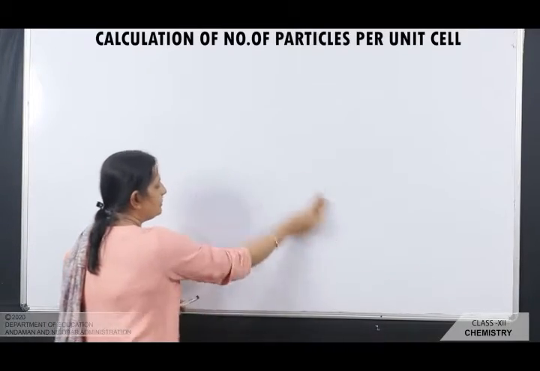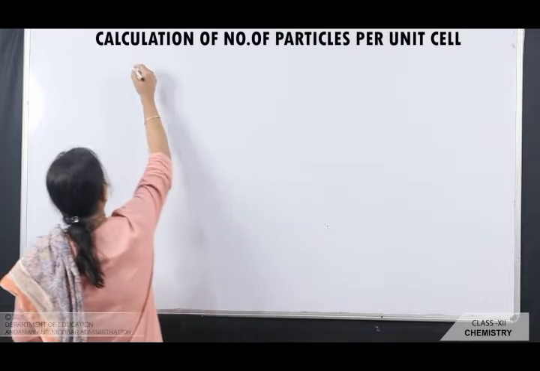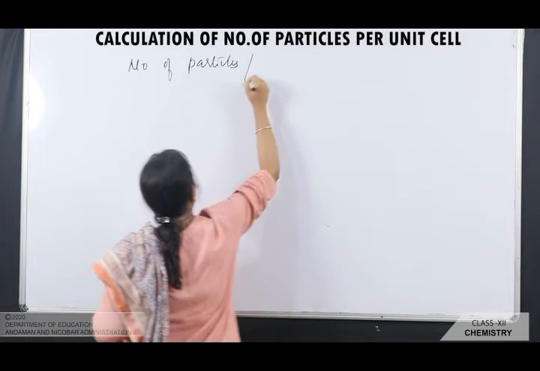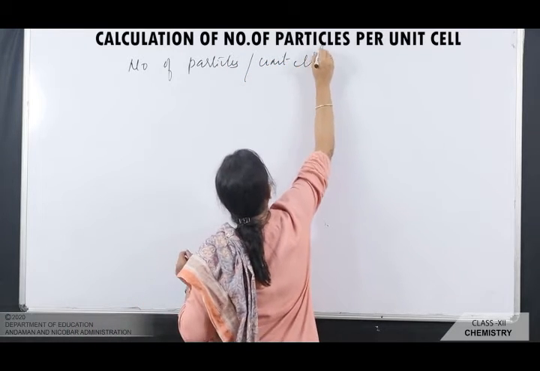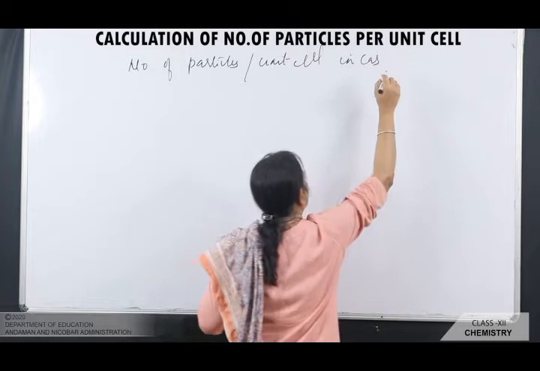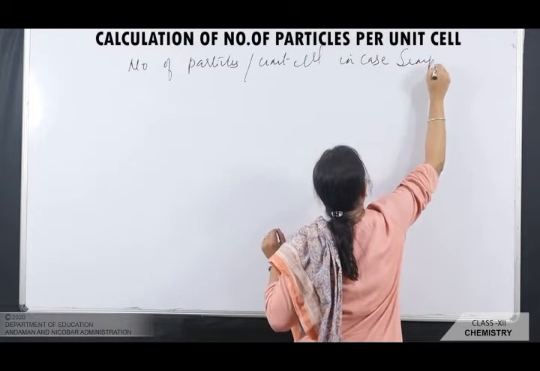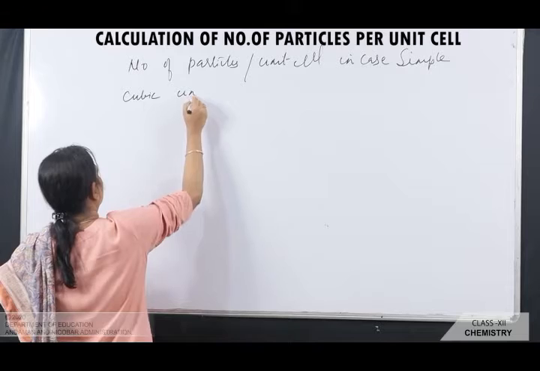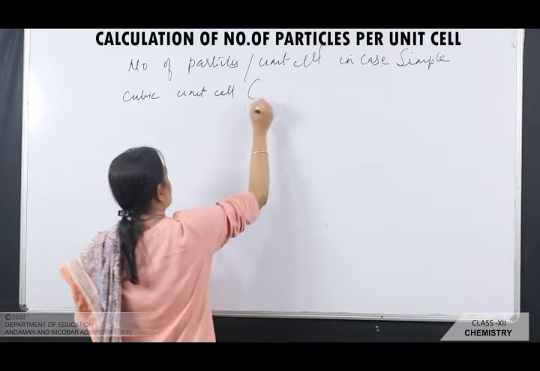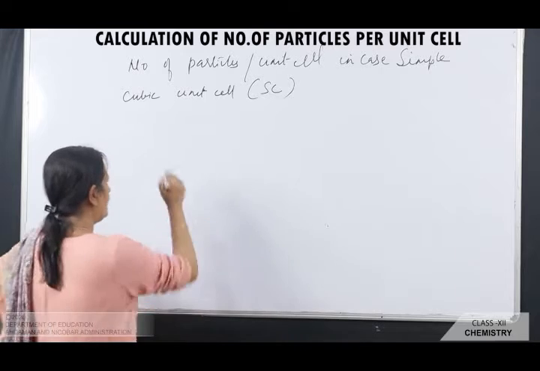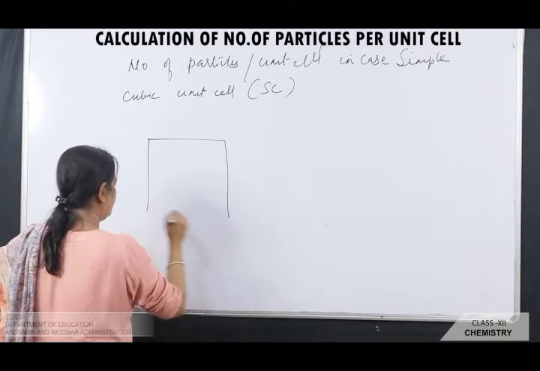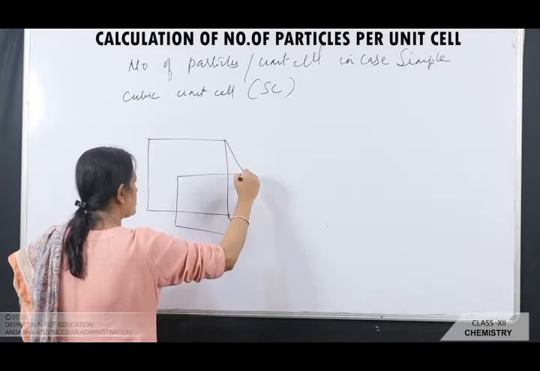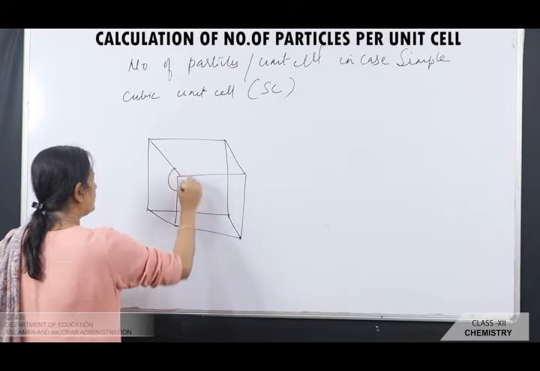So first we'll see is about simple cubic unit cell. Number of particles per unit cell in case of simple cubic unit cell. So we'll be using the abbreviation SC. SC means simple cubic unit cell. I'll just draw it. So what is a simple cubic unit cell? A unit cell which has got constituent particles only at the corners.